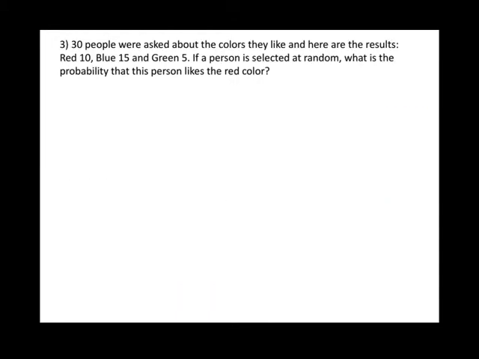Okay, try example 3. 30 people were asked about the colors they like, and here are the results. Red 10, blue 15, and green 5. If a person is selected randomly, what is the probability that this person likes the red color? Okay, so the favorable outcome will be 10, right? The red color is going to be 10. And over the total outcome, which is 30. So it's going to be 1/3.